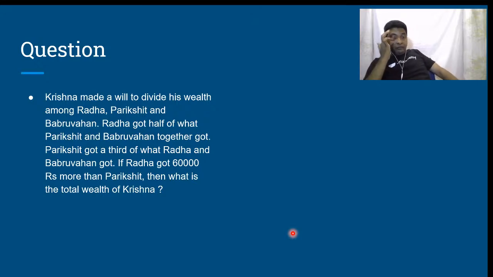Krishna made a will to divide his wealth among Radha, Parikshit and Babruvahan. Radha got half of what Parikshit and Babruvahan together got. Parikshit got a third of what Radha and Babruvahan got. If Radha got 60,000 rupees more than Parikshit, then what is the total wealth of Krishna?